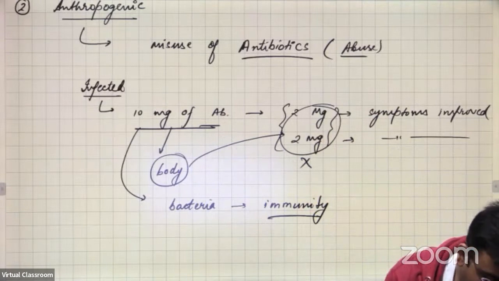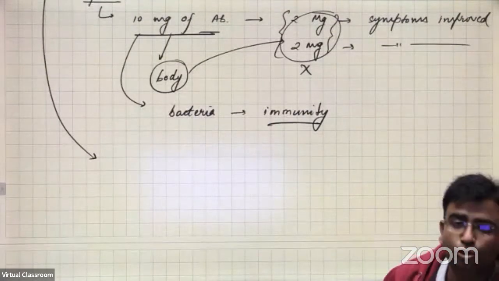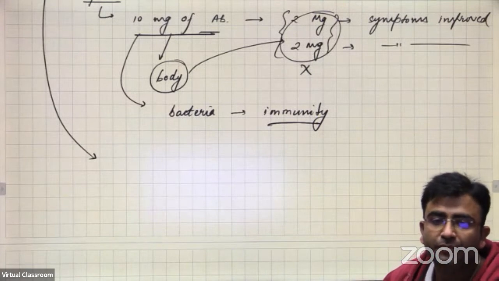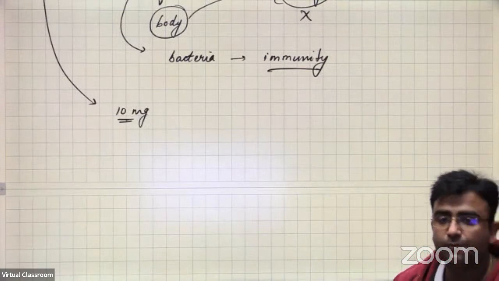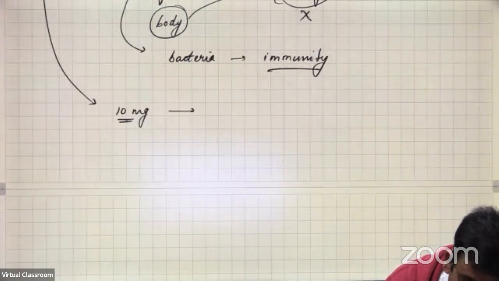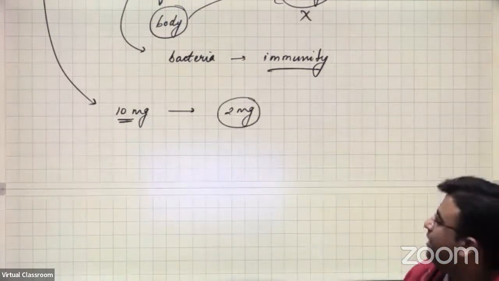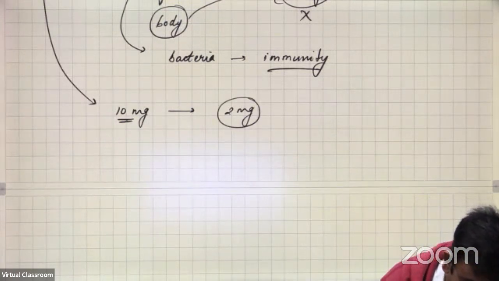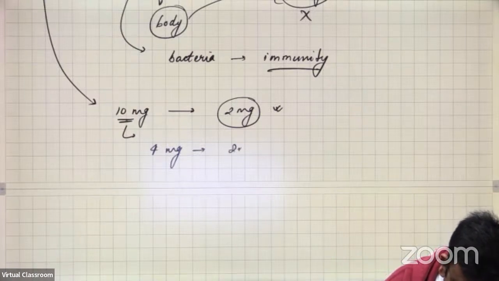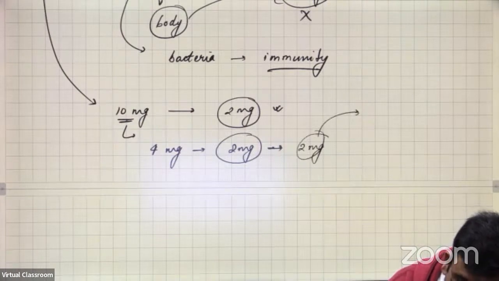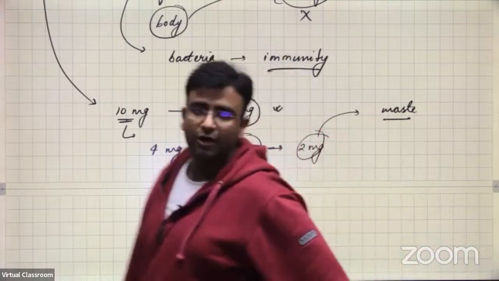Right. Another anthropogenic method through which antibiotic resistance is developing. You are supposed to take 10 milligrams. At one go, your body consumes only 2 milligram of the antibiotic. You took a tablet of, let's say, 4 milligram per day instead of 2 milligram. So your body absorbed 2 milligram, and the remaining 2 milligram will go into your waste. It will be eliminated out of the body. Are you getting my point?